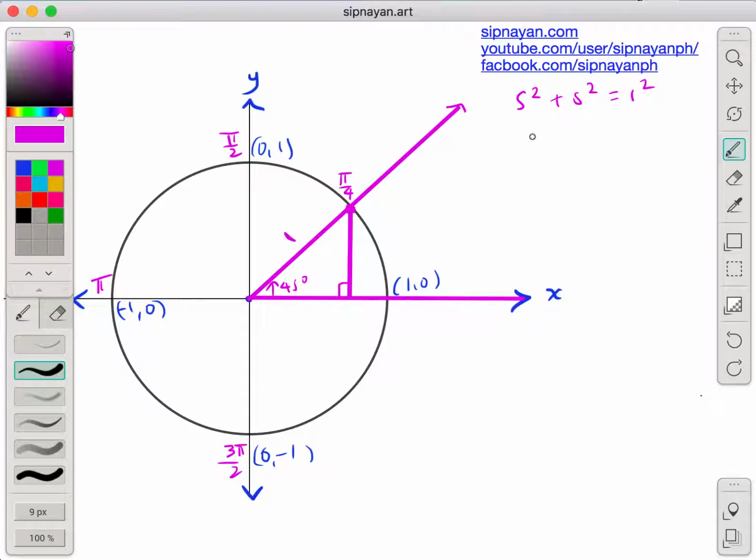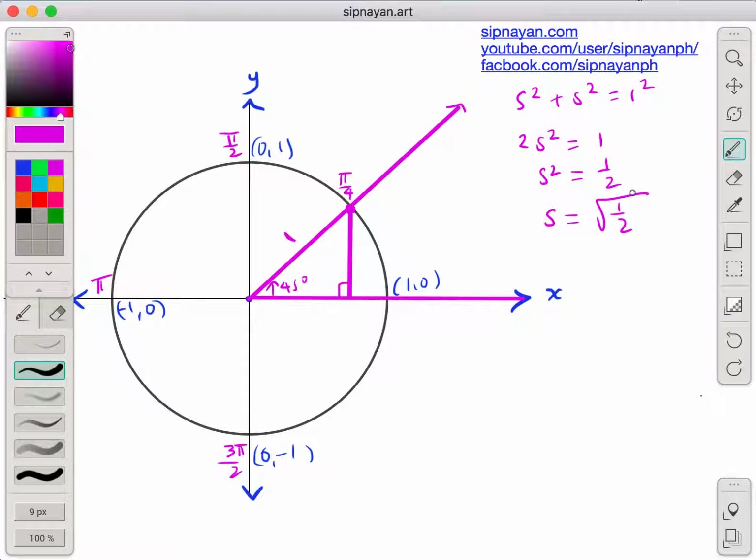So, this is 2s squared equals 1. 1 squared is simply 1. And then we have s squared equals 1/2. Alam niyo naman kung nangyari, di ba? We divide both sides by 2. Which means that s is equal to square root of 1/2.